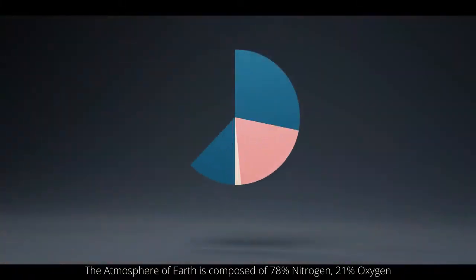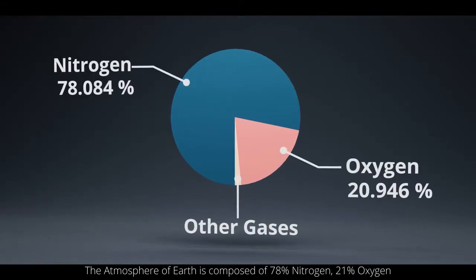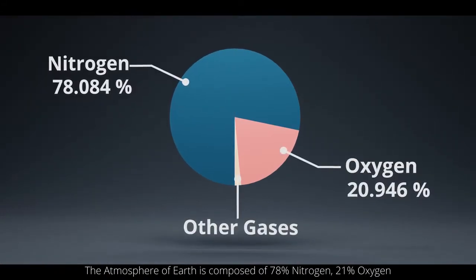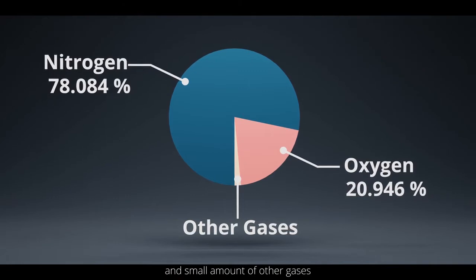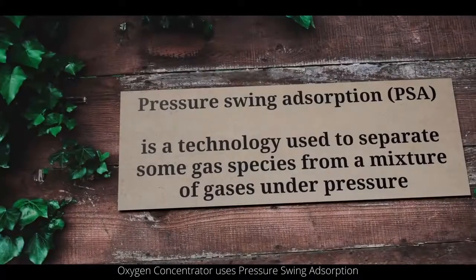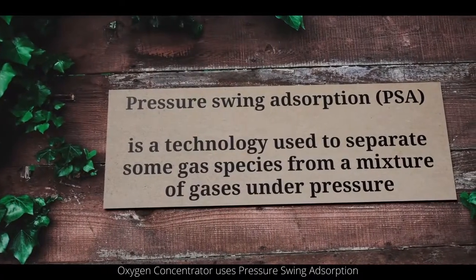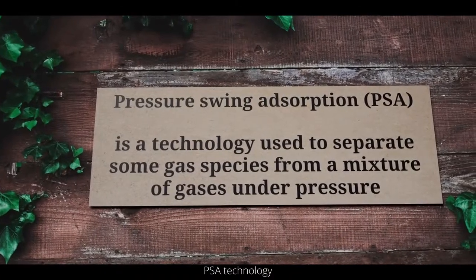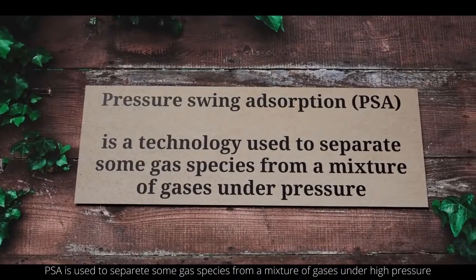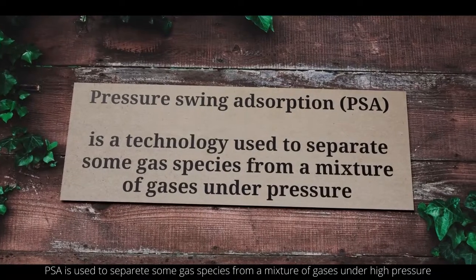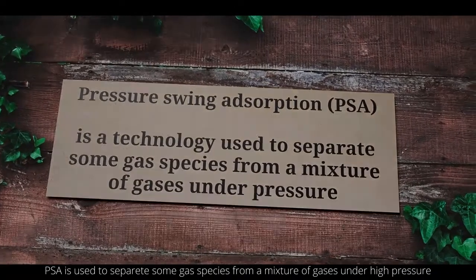The atmosphere of Earth is composed of 78% nitrogen, 21% oxygen, and a small amount of other gases. Oxygen concentrators use pressure swing adsorption (PSA) technology. PSA is used to separate some gas species from a mixture of gases under high pressure.